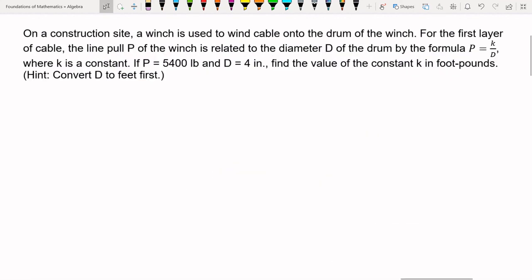Here's the last problem. We have a construction site. A winch is used to wind cable into a drum. And for the first layer of the cable, we have a line pole P of the winch that is related to the diameter of the drum by the formula P equals K over D, where K is a constant.